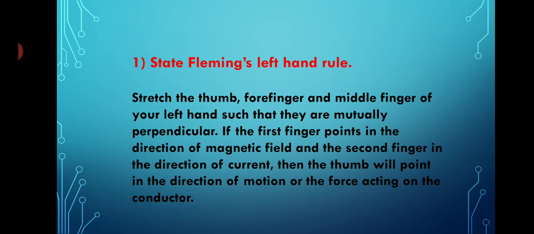State Fleming's left hand rule. You stretch the thumb, forefinger and middle finger mutually perpendicular to each other. Then the first finger, that is the forefinger, points in the direction of the magnetic field, and the second finger, the middle finger, indicates the direction of the current. Then the thumb will point in the direction of the motion or force acting on the conductor.